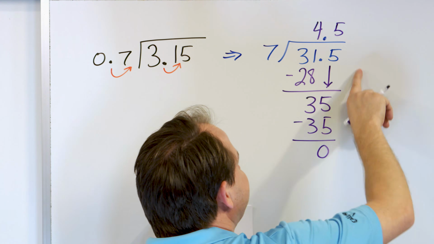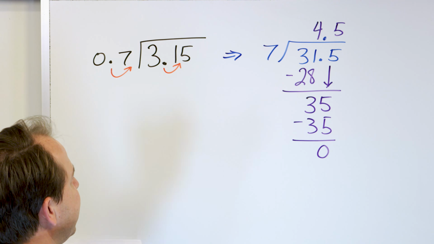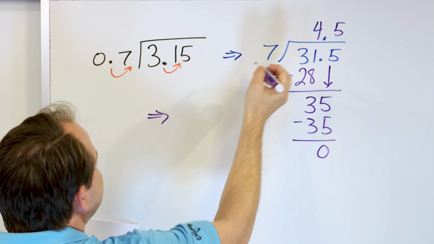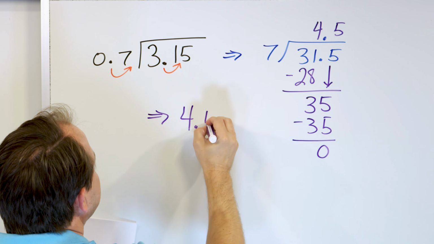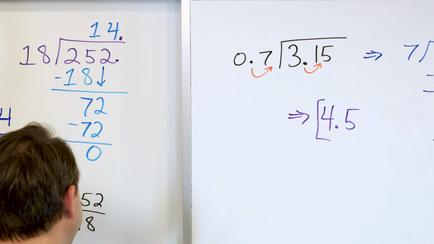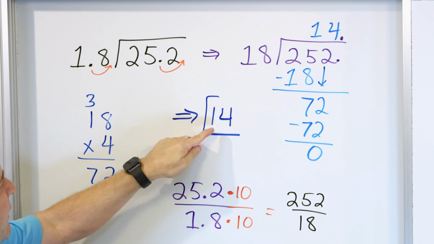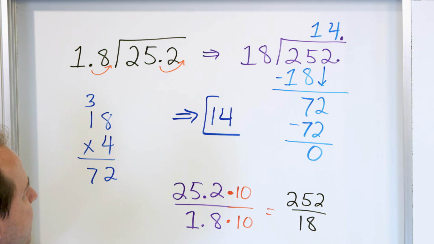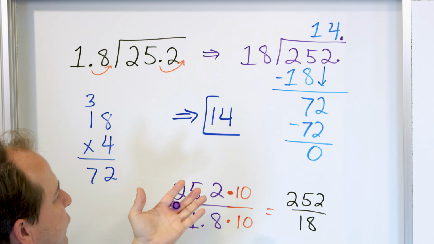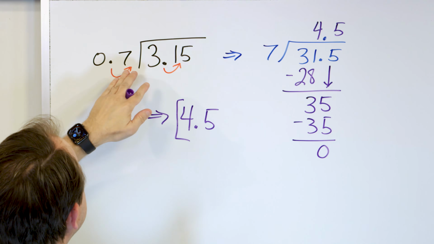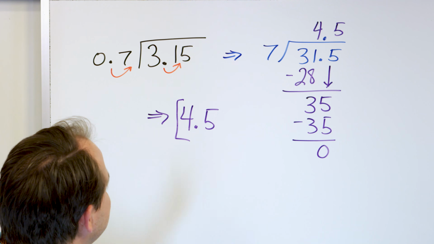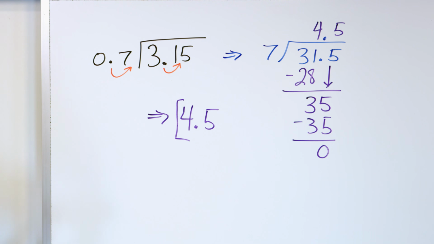We don't have any more digits to bring down. We have a 0 remainder, so we're finished. And the answer to this problem we can now see is exactly 4.5. So you can see as in the original problem, we got a whole number of 14. But that was more luck than anything else. Really, most of the time when you take a decimal and divide by another decimal, the answer is also going to have a decimal in it.